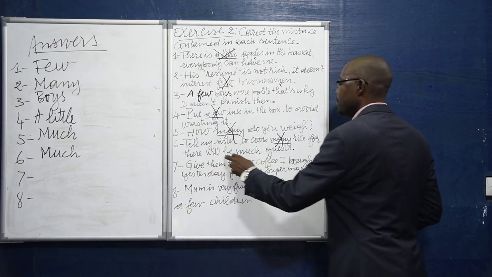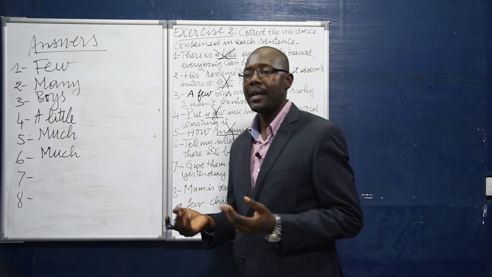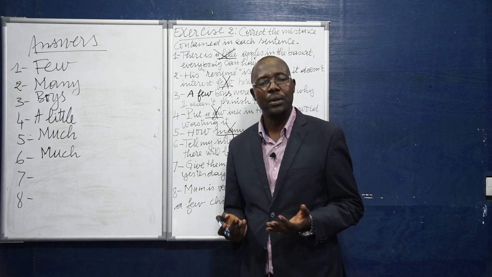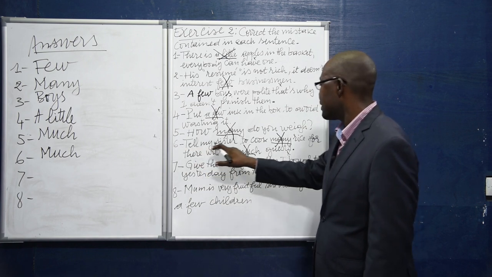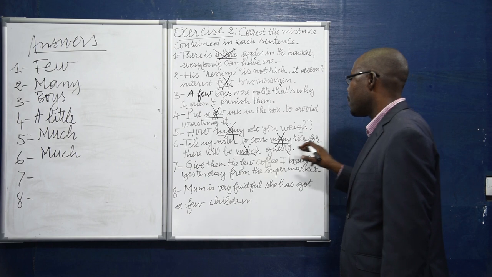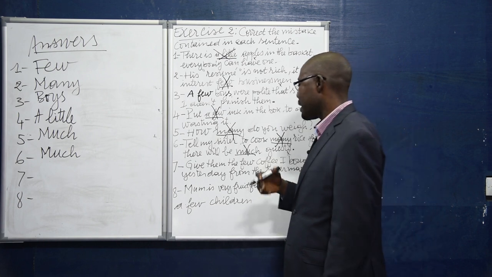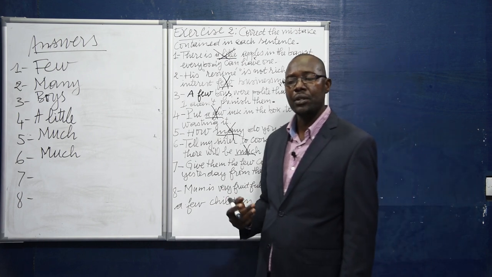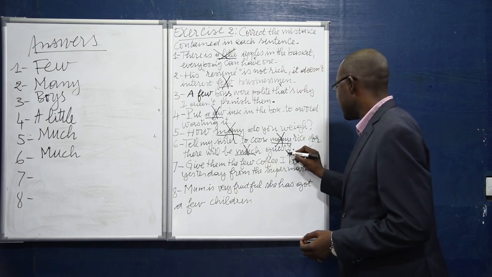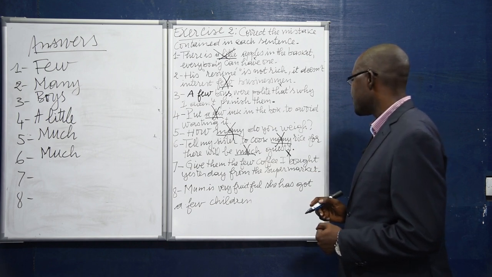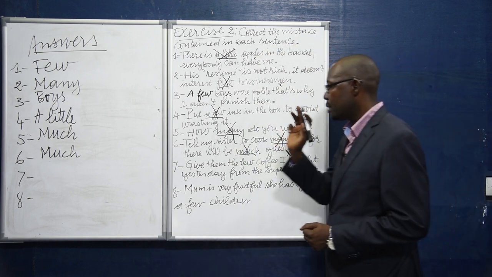For there will be much guests. You know the guest. When you have a birthday, you invite people. They are called guests. So can you count them or not? Yes, we can count guests. You can say one guest, two guests. Since the noun guest is in the plural, we use many. So here we have two mistakes in this sentence.